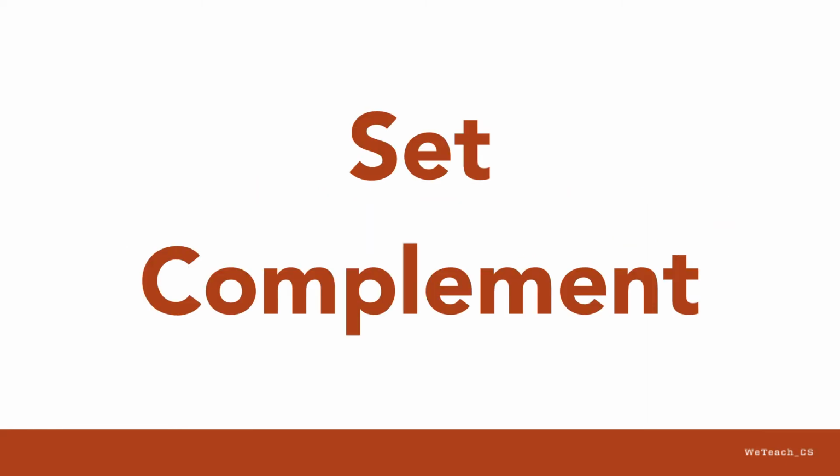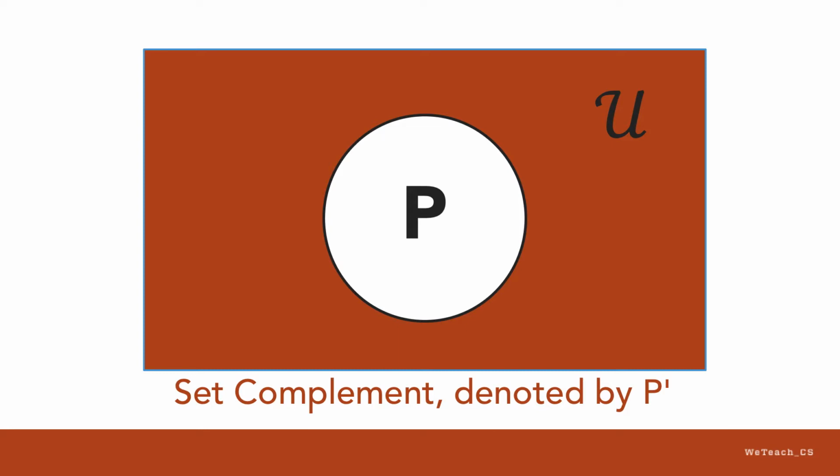Now let us talk about the complement set. This U shaded orange represents the universal set, which is usually drawn as a rectangle. The universal set contains all the members under consideration. For example, a universal set of people would be the total number of people all over the world.